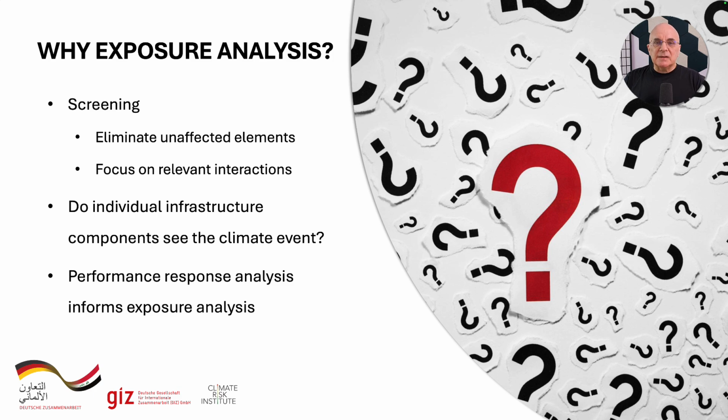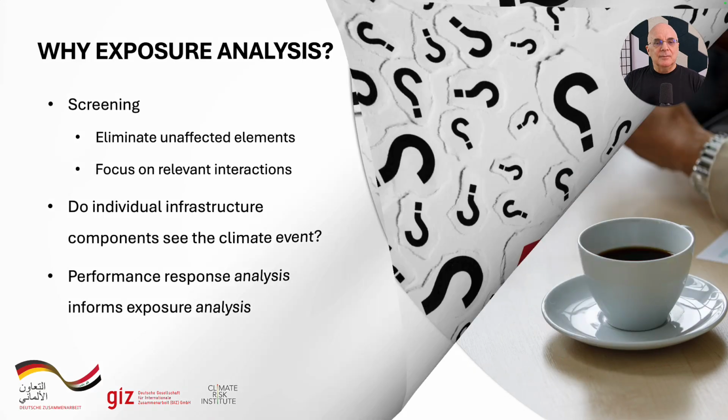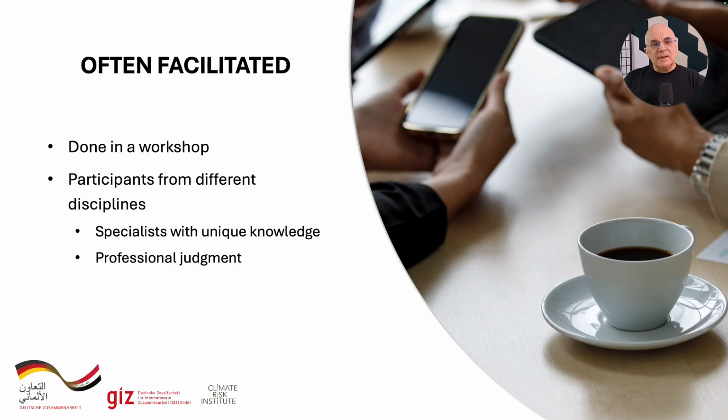Performance response analysis can inform this. In performance response analysis, we're already thinking about how climate hazards can affect specific parts of the system. So we've already got a sense of where there may or may not be exposure. And in this stage, we formalize that analysis. This is often a facilitated exercise.